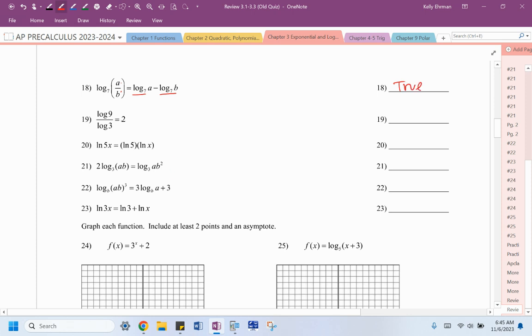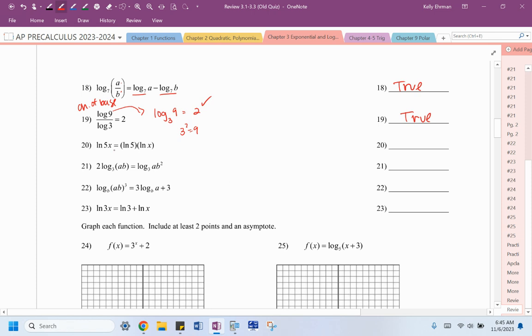Anytime I see log divided by log, I think change of base. So let's look at this over here. This would be the log base 3 of 9. Is that equal to 2? Yes, because 3 squared equals 9. So this one's true.